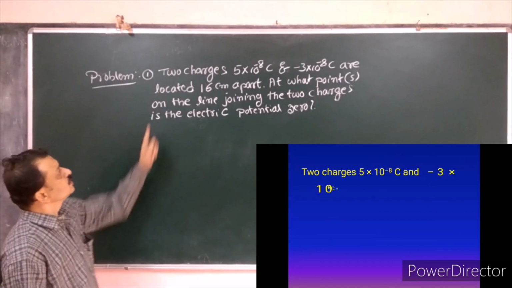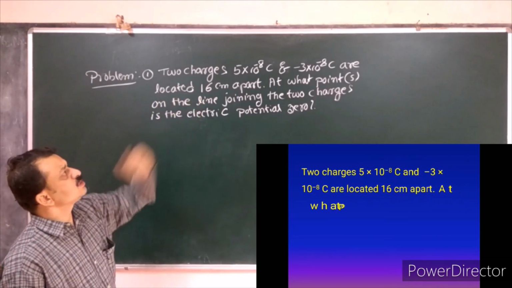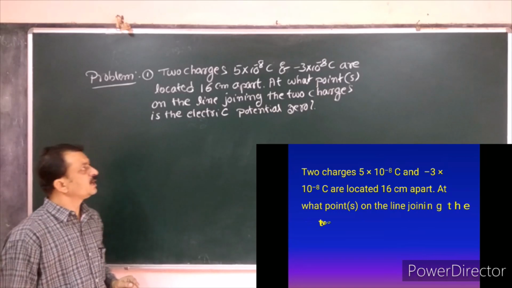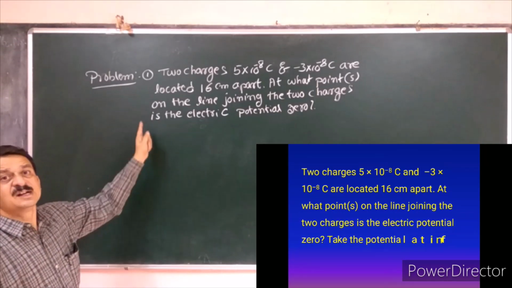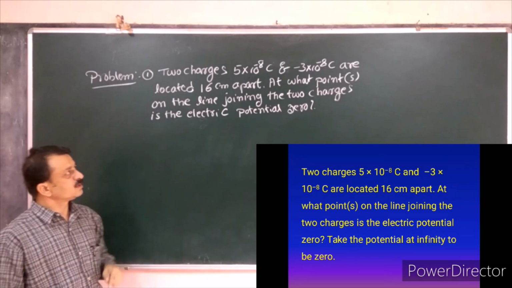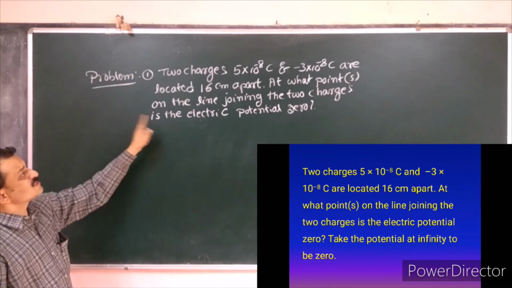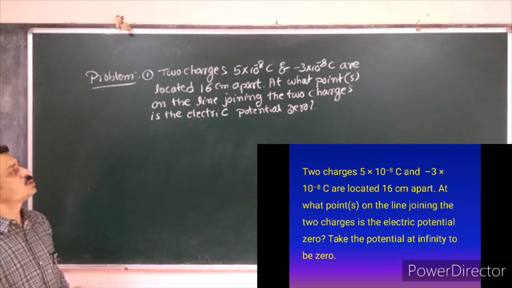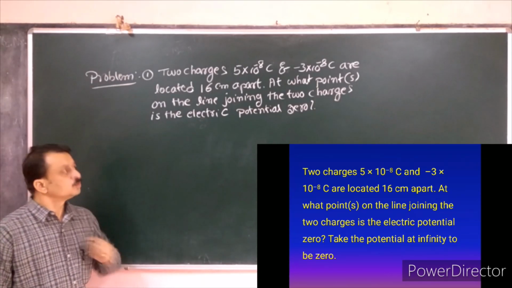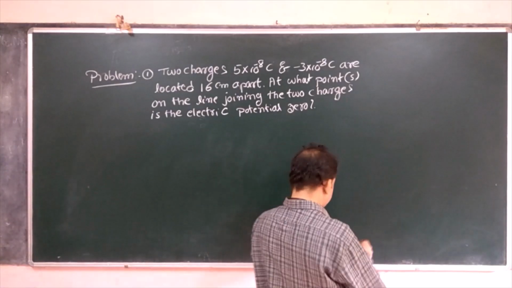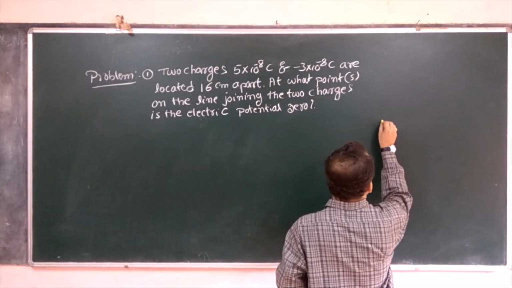The first one: two charges 5 into 10 to the power of minus 8 coulomb and minus 3 into 10 to the power of minus 8 coulomb are located 16 centimeter apart. At what points on the line joining the two charges is the electric potential 0? So ಇಲ್ಲಿ ಎರಡು ಚಾರ್ಜ್ ಕೊಟ್ಟಿದ್ದಾನೆ. Now here we have the first charge.